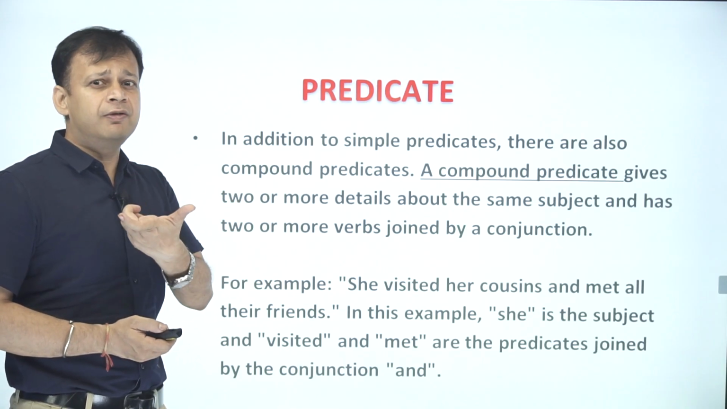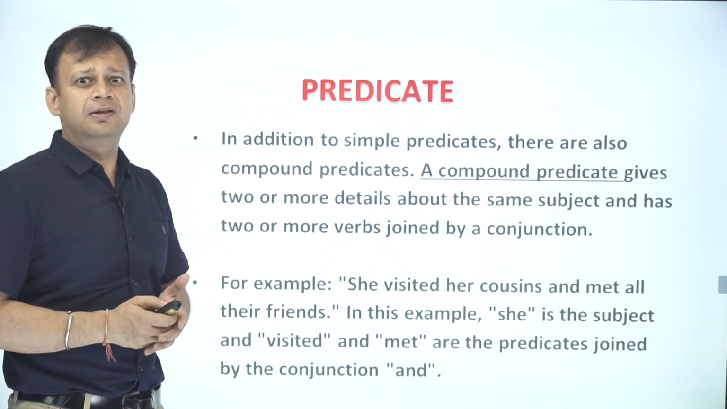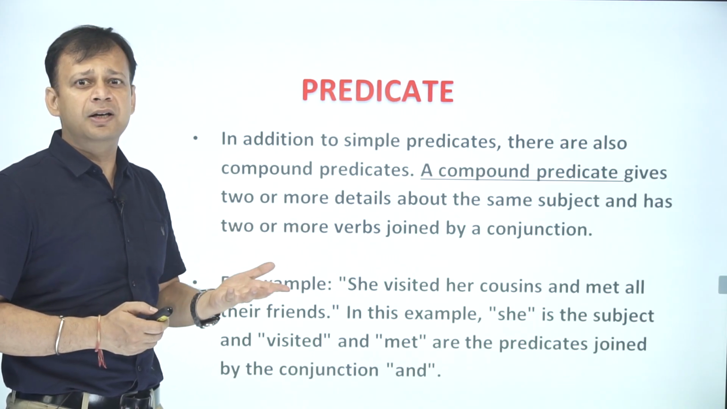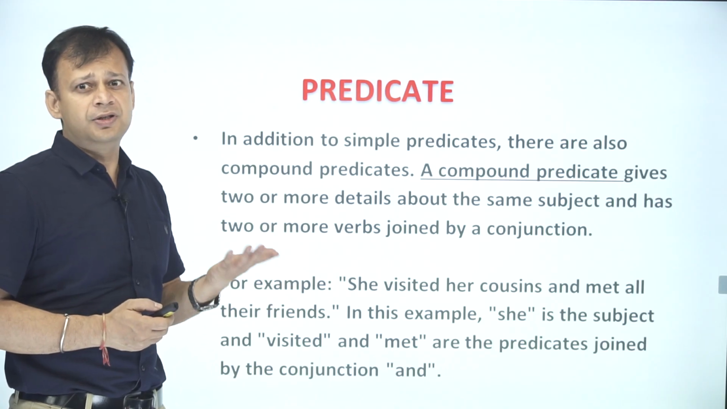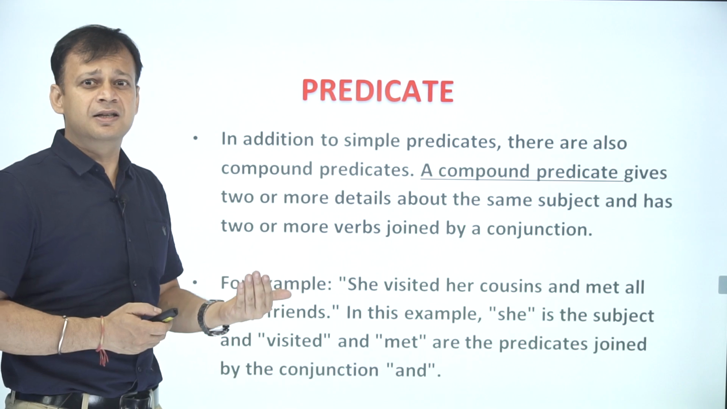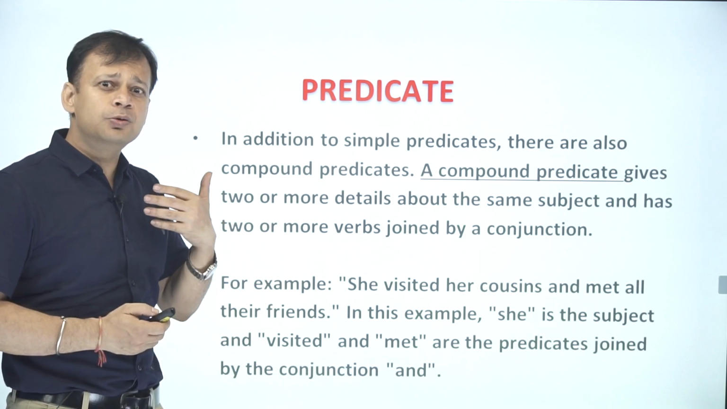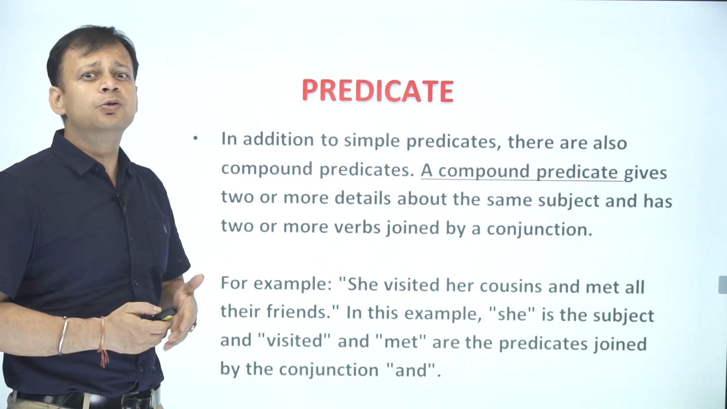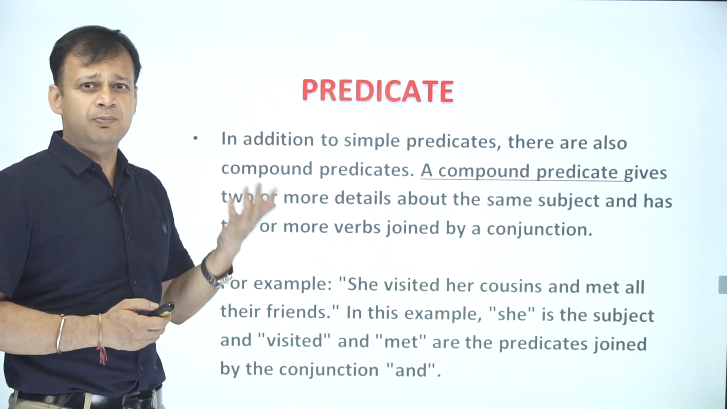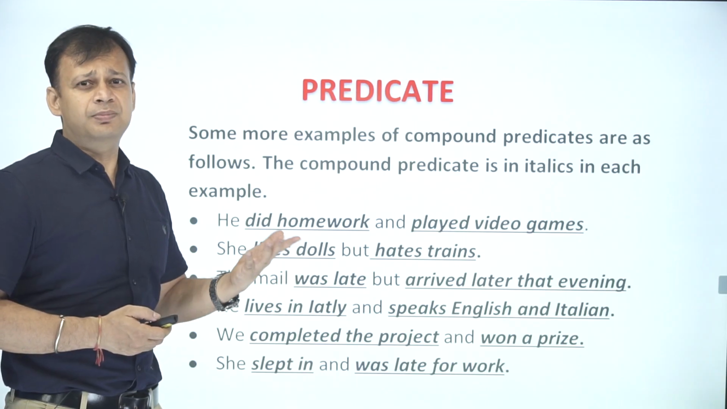So these two events which happened after her visit, if you put these ideas together, that becomes a compound predicate. So in this example, she is the subject, and visited and met are the predicates joined by the conjunction and. And this is the way we can learn how to add more ideas to a sentence and express it properly. Let's have a look at some examples.